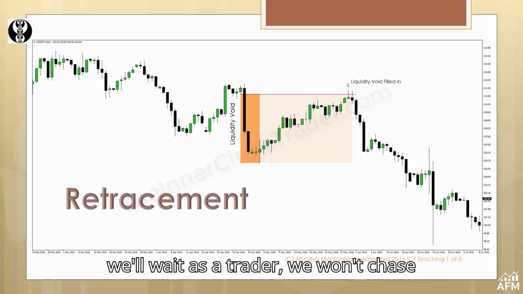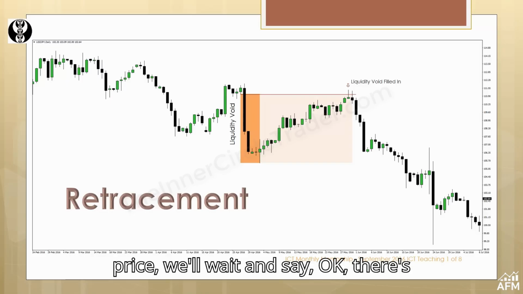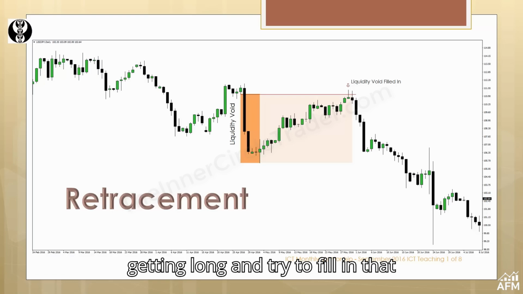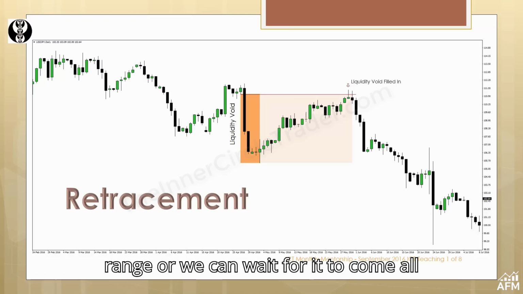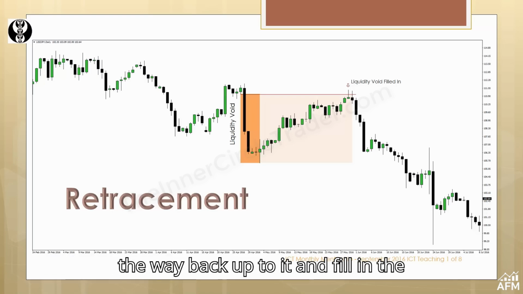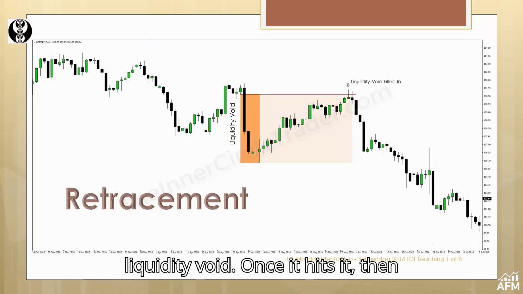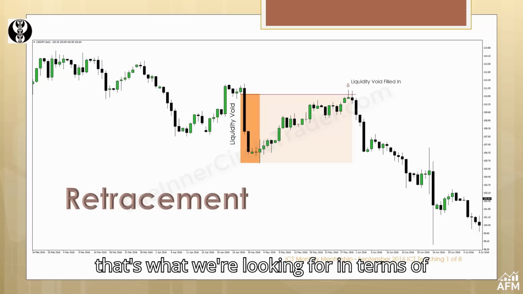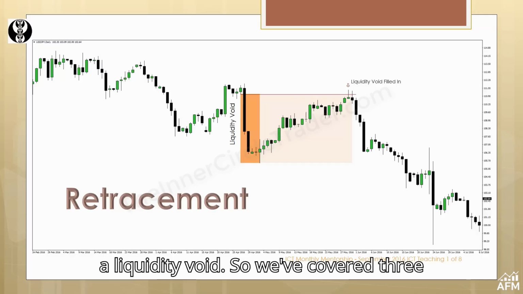Well, what we'll do is we'll wait as a trader. We won't chase price. We'll wait and say, okay, there's going to be either an indication to get long and try to fill in that range, or we can wait for it to come all the way back up to it and fill in the liquidity void. Once it hits it, then it'll probably resume going lower. And that's what we're looking for in terms of a liquidity void.